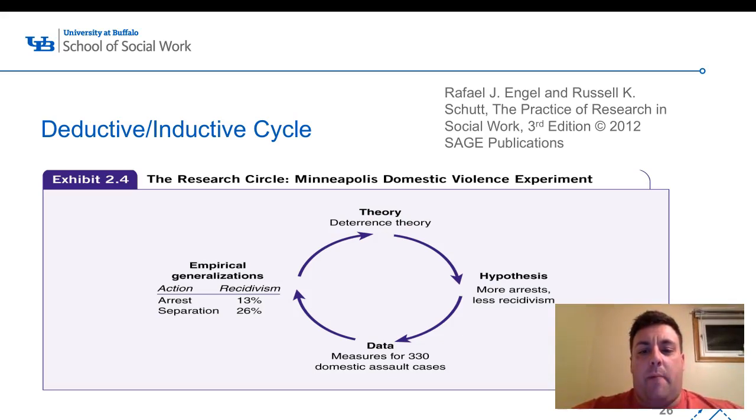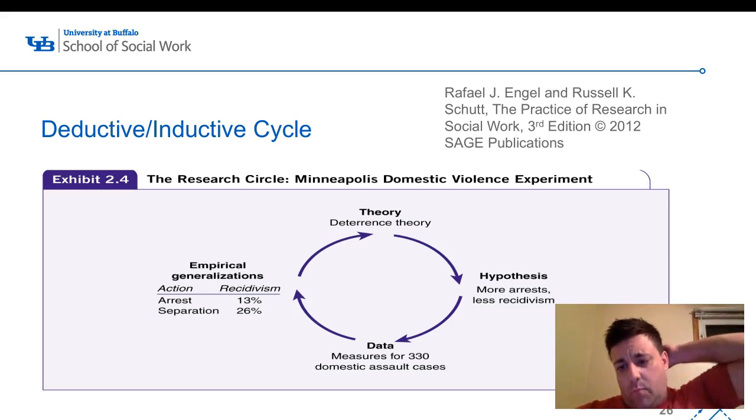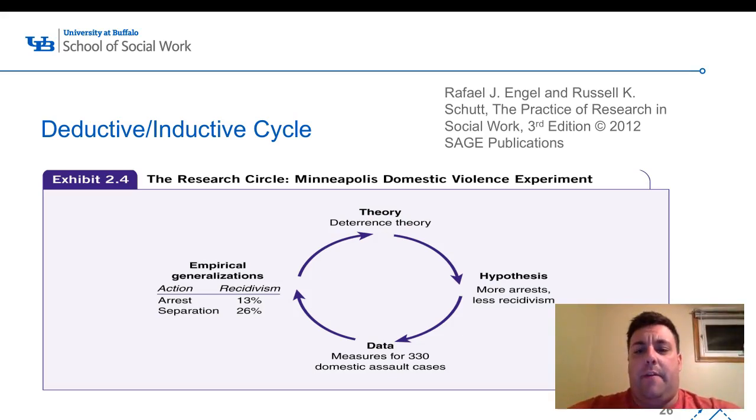So on this chart here, we can see that we've sort of organized theory, hypotheses, data, and empirical generalizations around a circle. We put theory at the top, hypotheses at the right-hand side of the circle, data down at the bottom, and empirical generalizations on the left-hand side. If we think about this going clockwise, when we go from theory to data, when we start with theory and we look for data with which we're going to test that theory, that's deductive research.